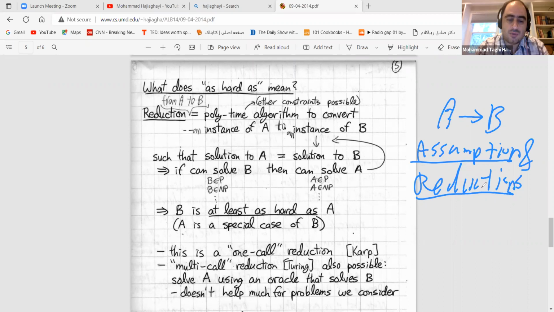As I mentioned, to show a reduction from A to B, we need to say that if you have any instance of A, we can change the input, give it to an oracle or a procedure that solves B, and then from the output, we can infer the output of A. So this can be a one-call reduction. This is called Karp reduction. One call means that one time we are calling this procedure. Or it can be a multi-call reduction. This is the Turing reduction.